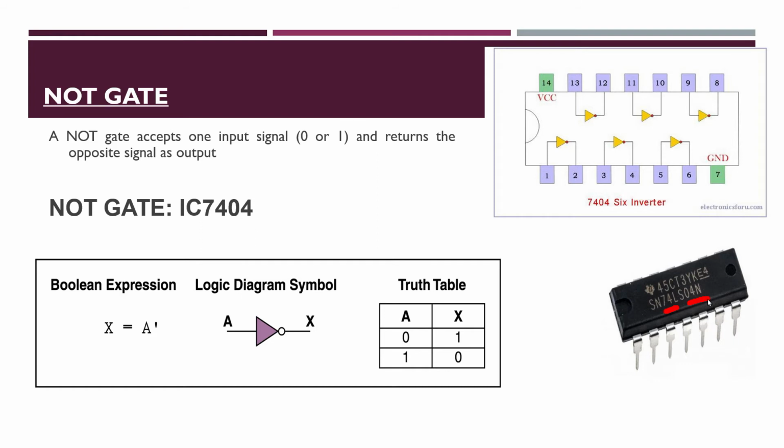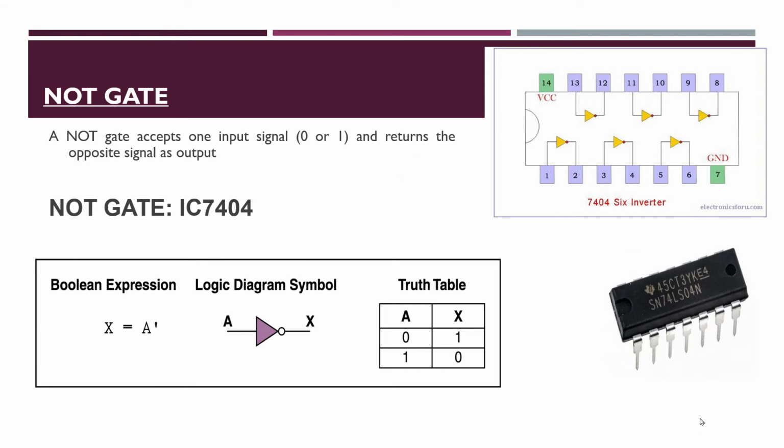And here there is a small difference in the pin configuration, as we have only one input and one output. 1 is the input, 2 is the output, 3 is the input, 4 is the output, 5 is the input, 6 is the output, then 9 is the input and 8 is the output, 11 is the input and 10 is the output, and 13 is the input and 12 is the output. And as with all other gates, the 7th pin is your ground and the 14th pin is your VCC. So this is all about the NOT gate.